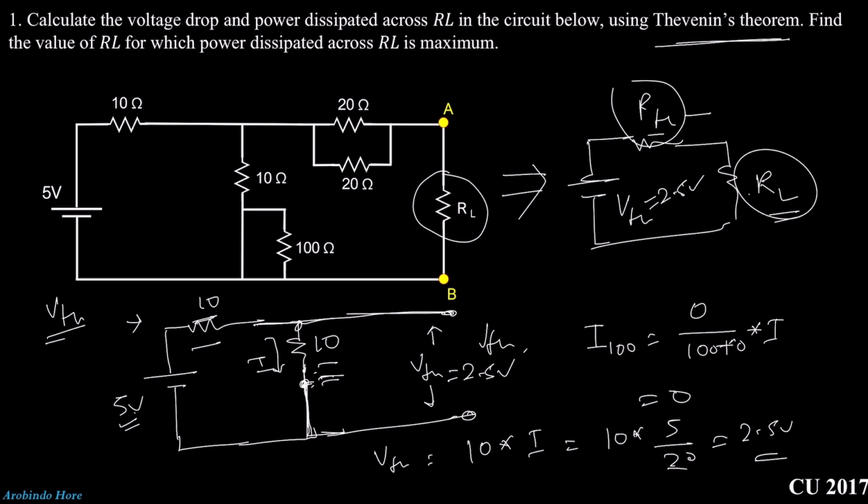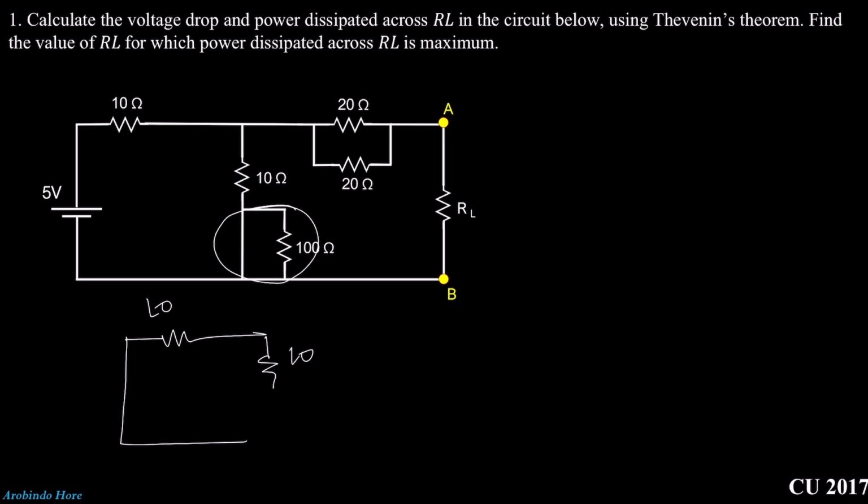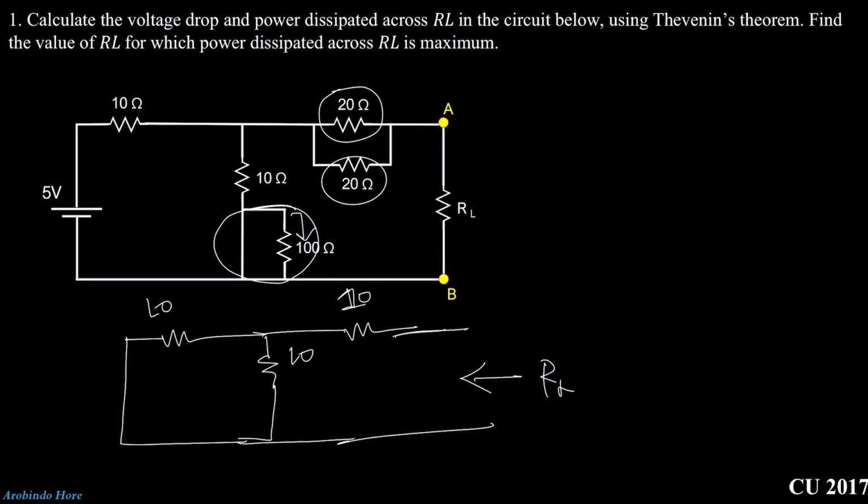Now what we need to do is calculate the RTH. For RTH, we need to open this load resistance and short this path. So redraw the circuit. I already told you this 100 ohm is equivalent to a short, as no current will flow through it. So just short circuit. And you can see here this 20 and this 20 are in parallel, so we can just make it a series 10 ohm resistance. And we need to calculate RTH from this one.